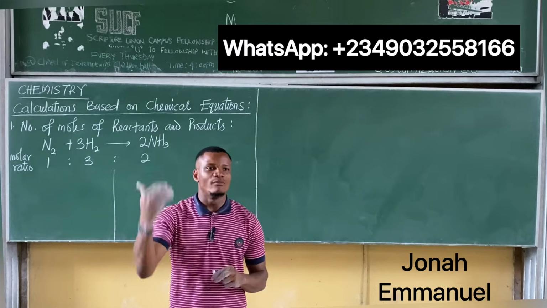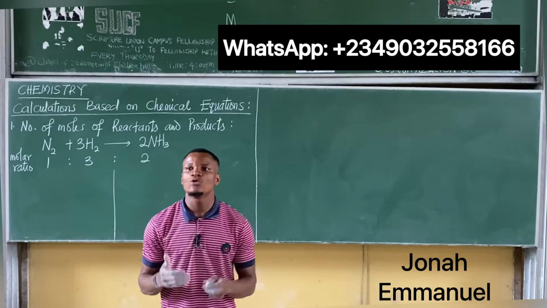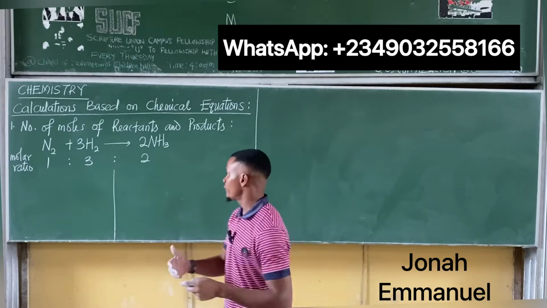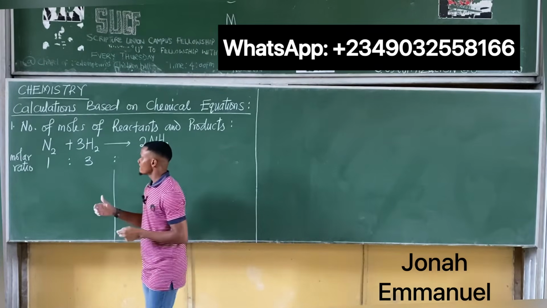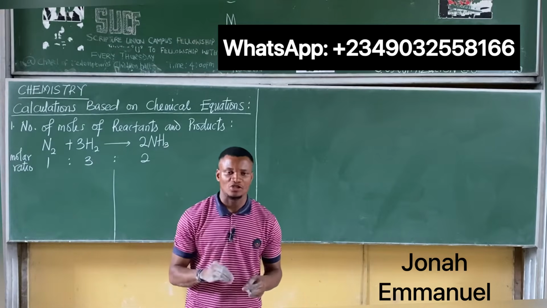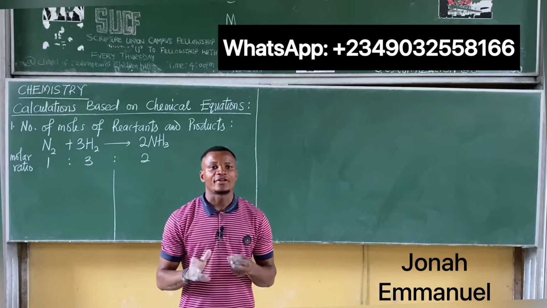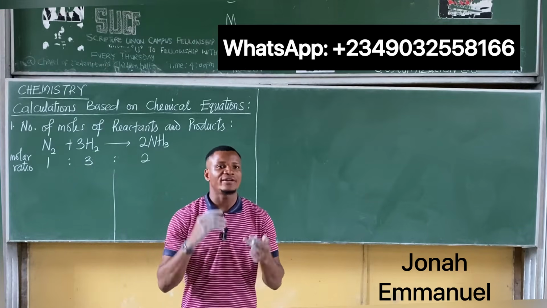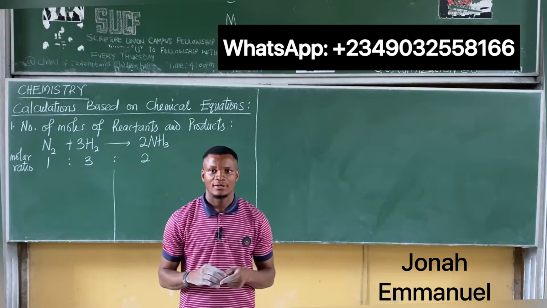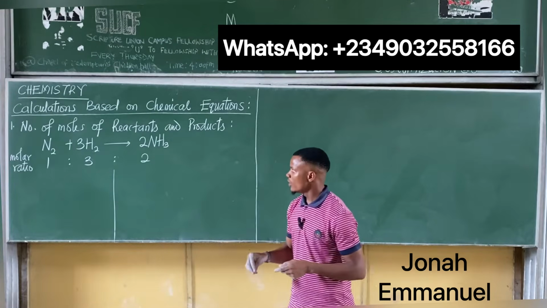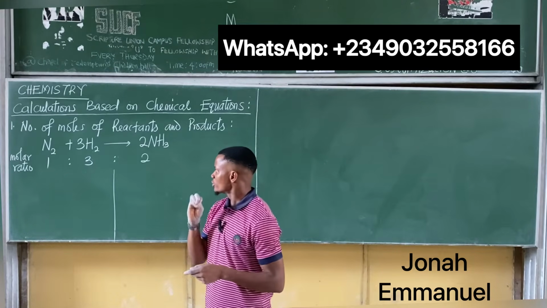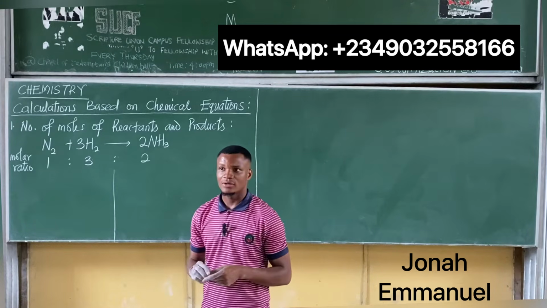Let the amount of moles, they ask you, how many moles of hydrogen? Let's call it X, unknown. Let the amount of moles of hydrogen required to react with 300 moles of nitrogen be X. So we don't know, let's call it X.